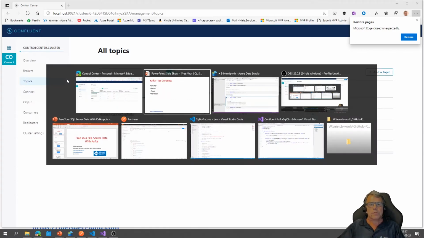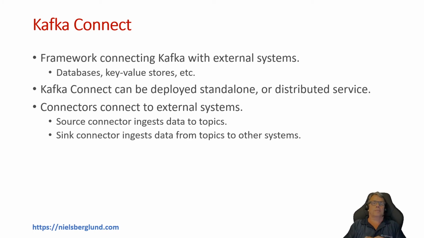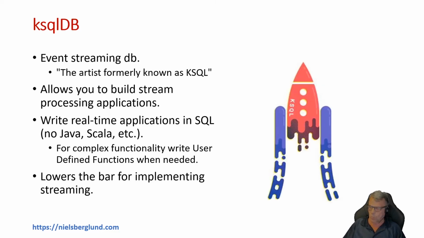So that's kind of the basis of Kafka. Right. Kafka Connect. For what we are talking about today, Kafka Connect is important because it allows us to connect Kafka to external systems like databases, key value stores, etc. In Kafka Connect, we use connectors to connect to external systems. A source connector is the connector that gets data from the external system, i.e. from the database, and pushes it into a topic. And a sink connector ingests data from topics into external systems.